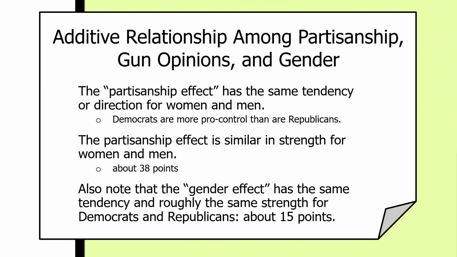So we have a lot of symmetry here. If someone were to ask you what's the effect of party on gun control opinions controlling for gender, you would say, oh, it's about 38 points. What's the size of the gender gap for Democrats and Republicans? You could fairly say about 15 points without having to qualify or to specify your answer.